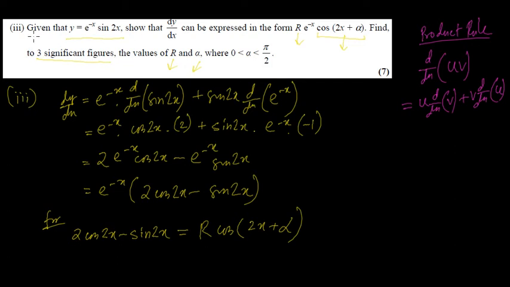The first question was find the derivative of y, find dy by dx. So we found the derivative, dy by dx, in the form e to the power minus x and this algebraic thing 2 cos 2x minus sine 2x. This is what we found, but instead they are telling us to express it as r e to the power minus x cos 2x plus alpha as the angle. So since e to the power minus x and e to the power minus x are the same, we actually have to express this portion as r cos 2x plus alpha. So that's the main thing that we have to do here.